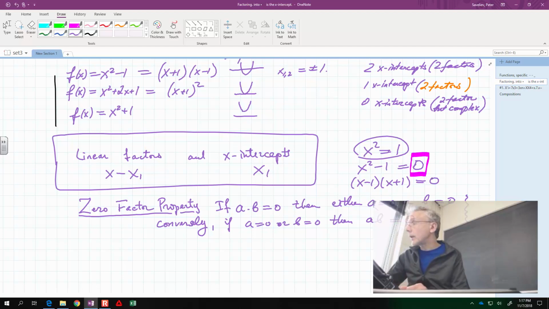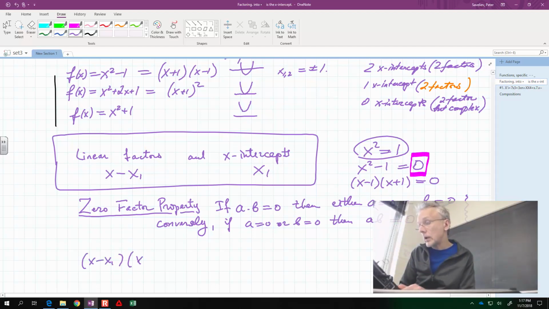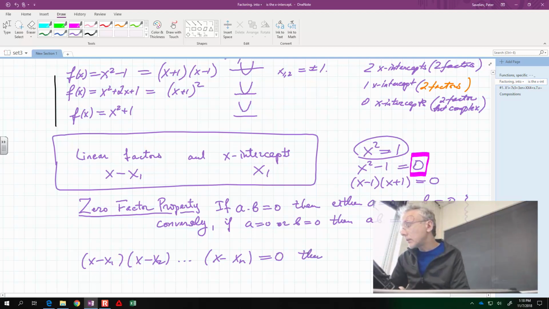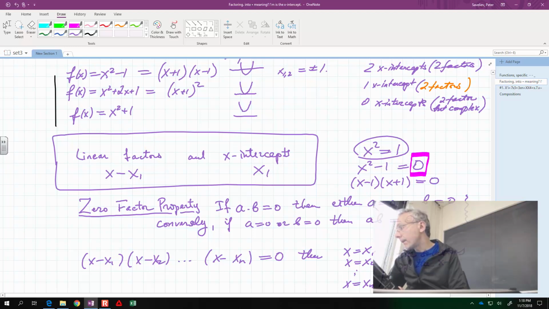So if you look, once again, at x minus x1, x minus x2, up to x minus xn, an nth degree polynomial, if it is equal to 0, we're looking for its x-intercepts. Then x could be equal to x1, x could be equal to x2, x could be equal to xn. What are these? These are the solutions of the equation on one hand, and on the other hand, these are x-intercepts.